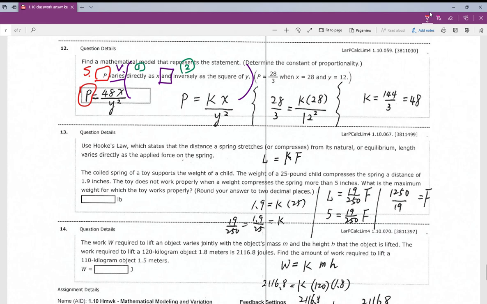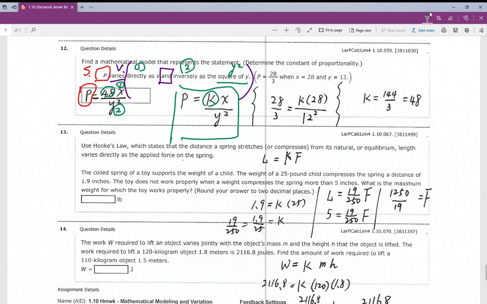And the varies. Number one, directly with x. Number two, inversely with y squared. Square of y means y squared. So that's how you set up the formula. So once you set up the formula, you need to find k. Okay? We don't know k in the beginning. You need to solve for k.